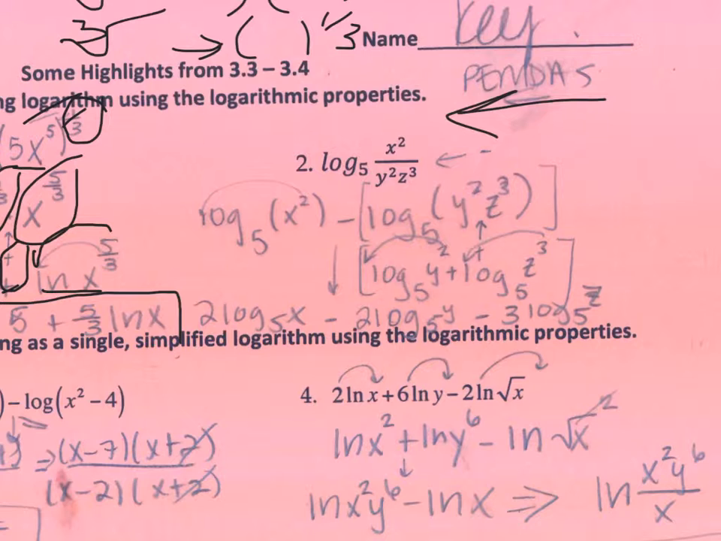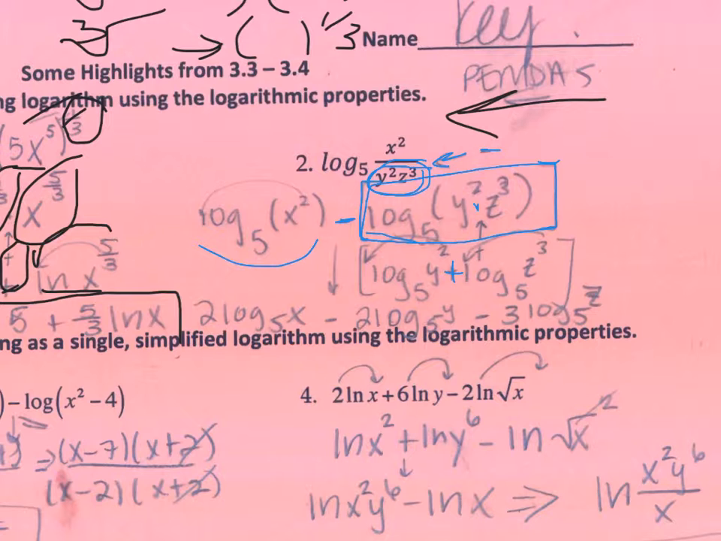Similarly, for number 2, it's the same concept. We're going in reverse. We break up division first with subtraction. Now be careful. You're subtracting the entire log base 5 of the denominator. So when you do log base 5 of the top, log base 5 of x squared, minus log base 5 of the denominator, which is y squared z cubed, you have to be careful. We need to distribute or negate everything that was in our denominator. So then when we break up the denominator, we break up the product, multiplication with addition.